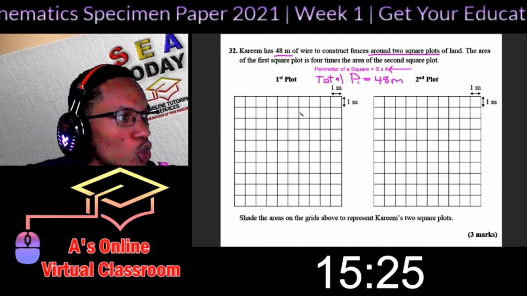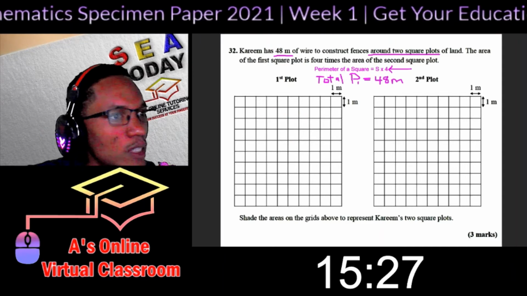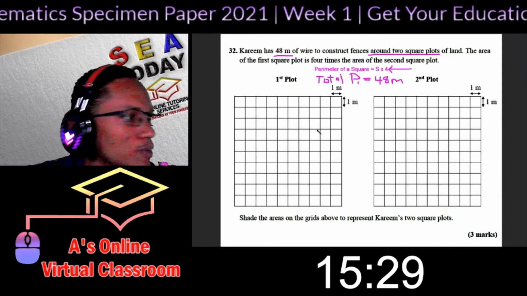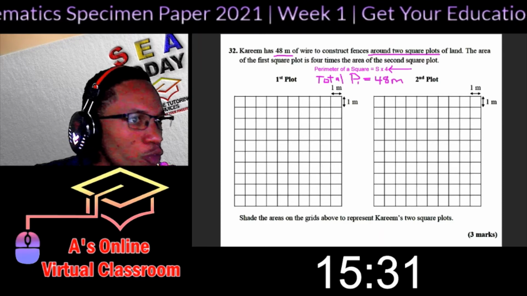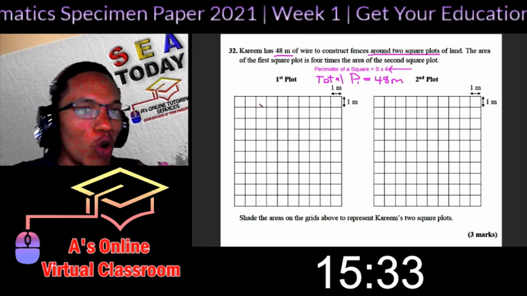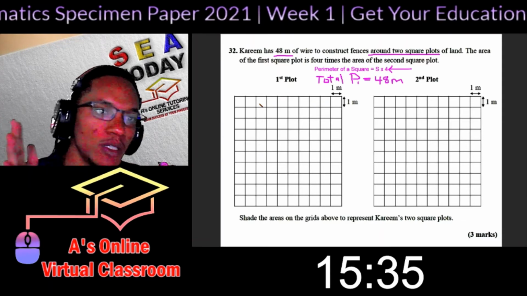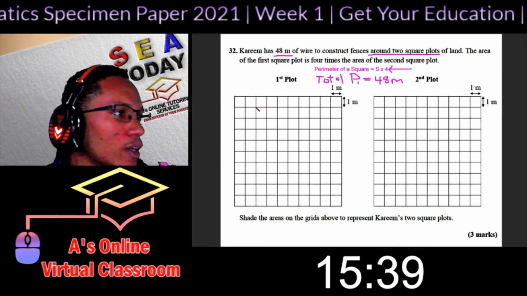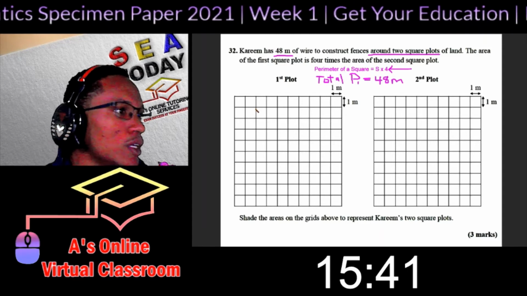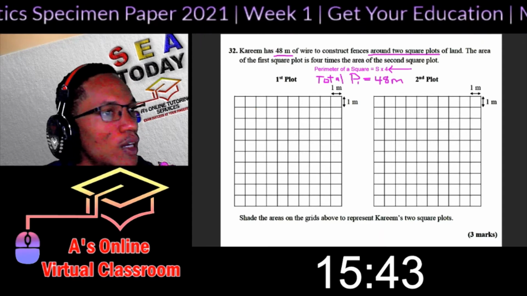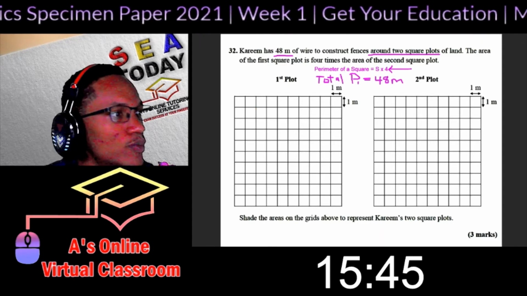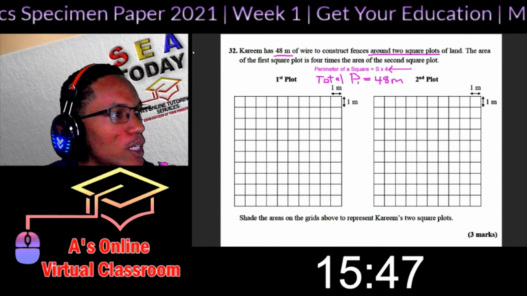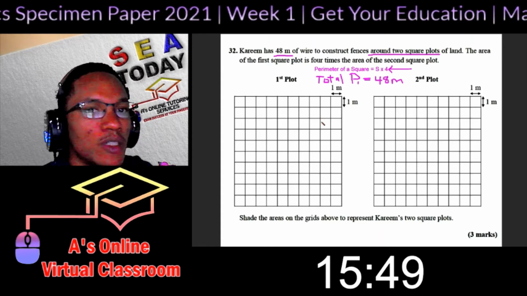So we really only need our 4 times tables to help us, because we want to use the grids here to draw out our squares. But before we do that, we need to figure out how long we want our first square to be, and then our second square. So our first square needs to be something, okay, let's see. We want to get 48 in total. So what will add up to give us 48?